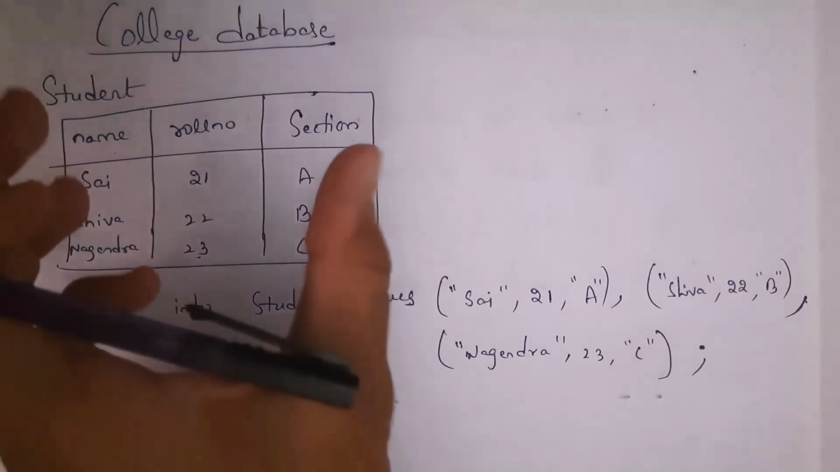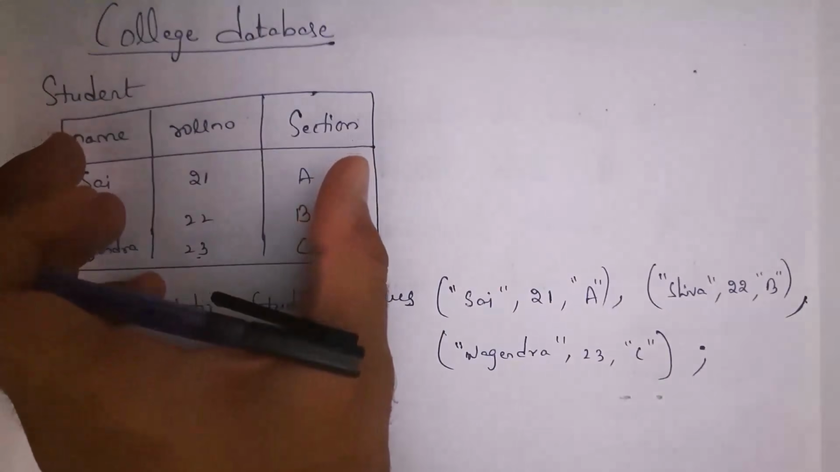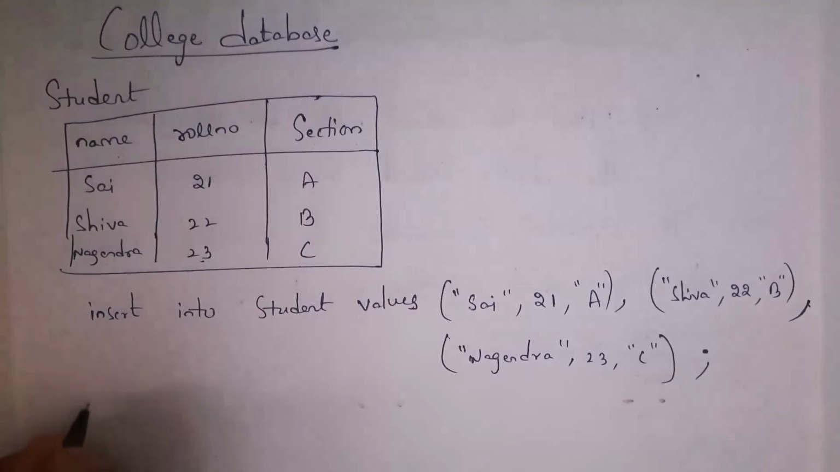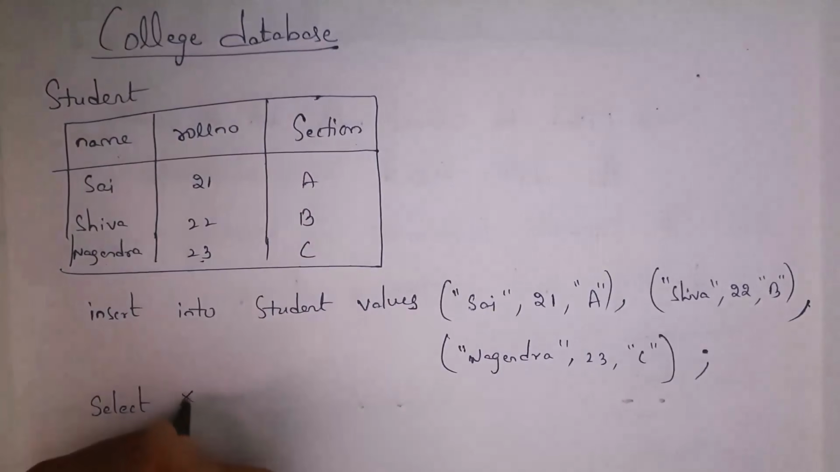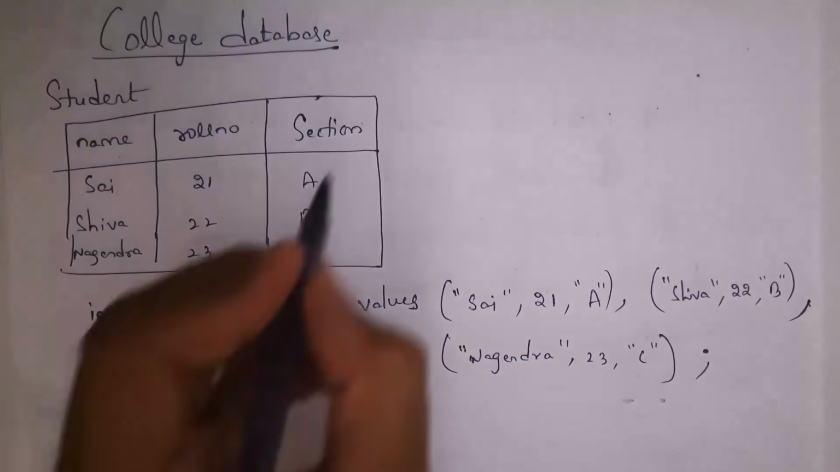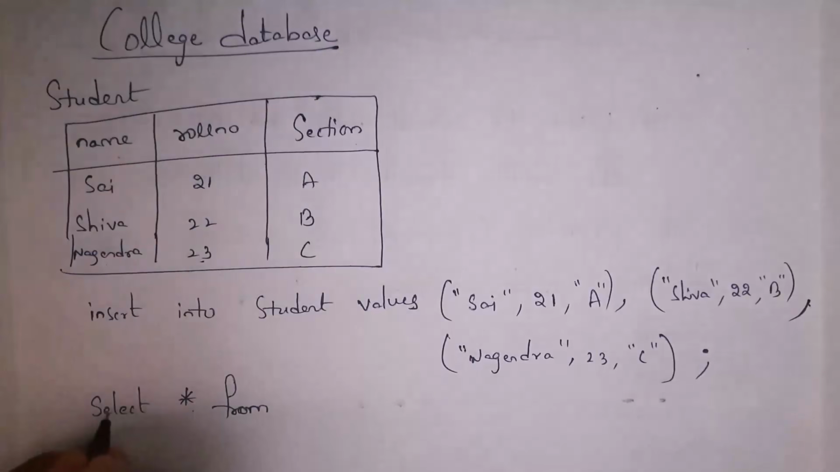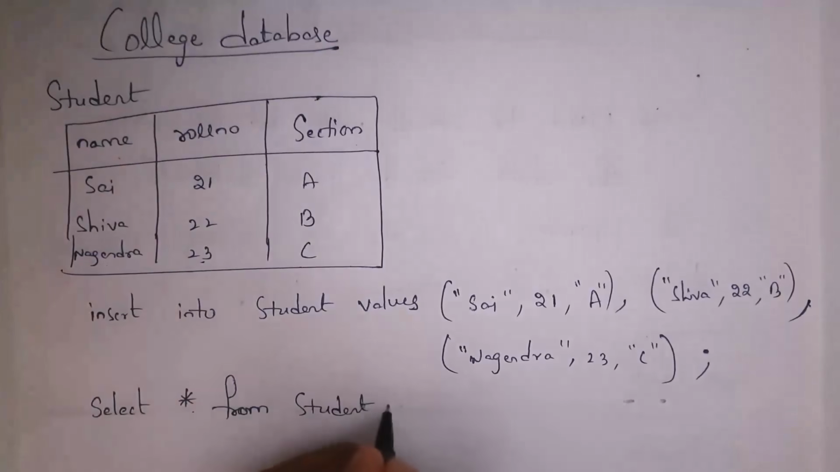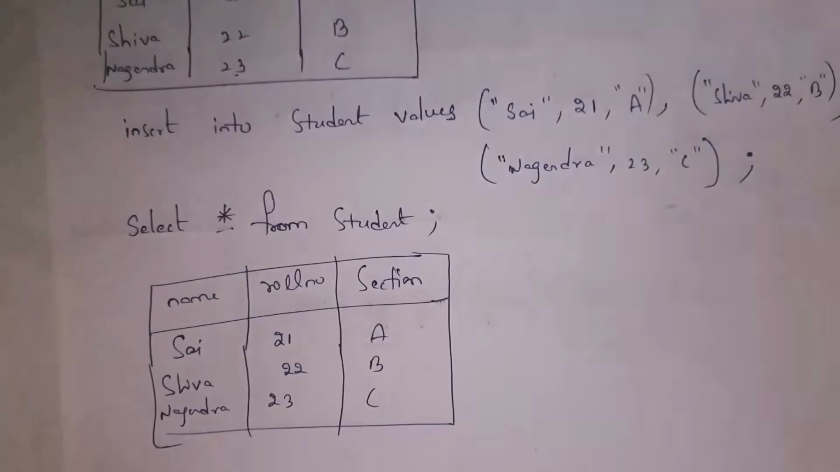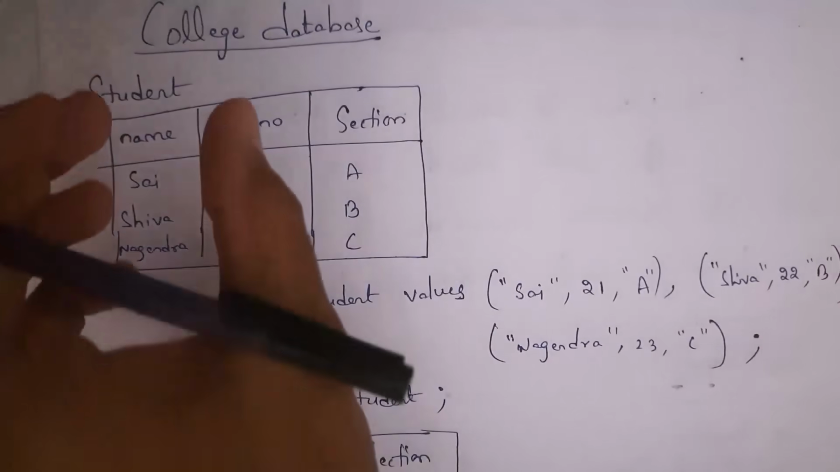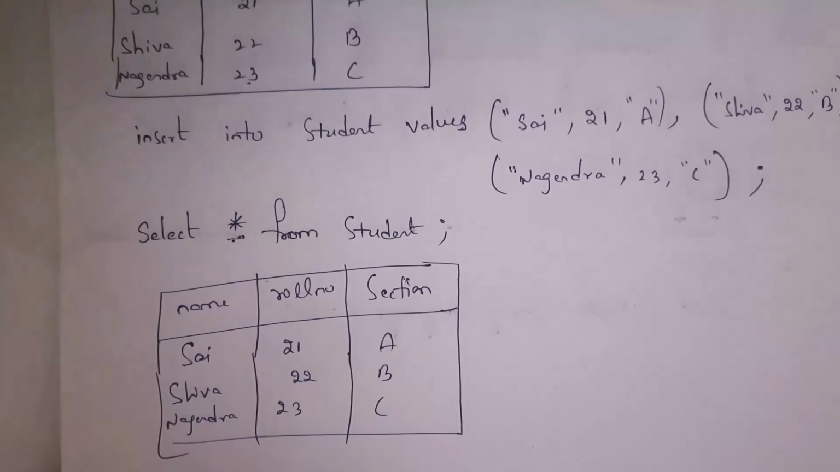Now I want to see this entire table as output. So in order to see this entire table as output, you need to use select command. So just write here select star. Star is nothing but it will display complete table. Star from my table name is student. So just write here select star from student and give semicolon. So this is my output. Guys, just remember the star meant complete columns. So it will display all these 3 columns as output.